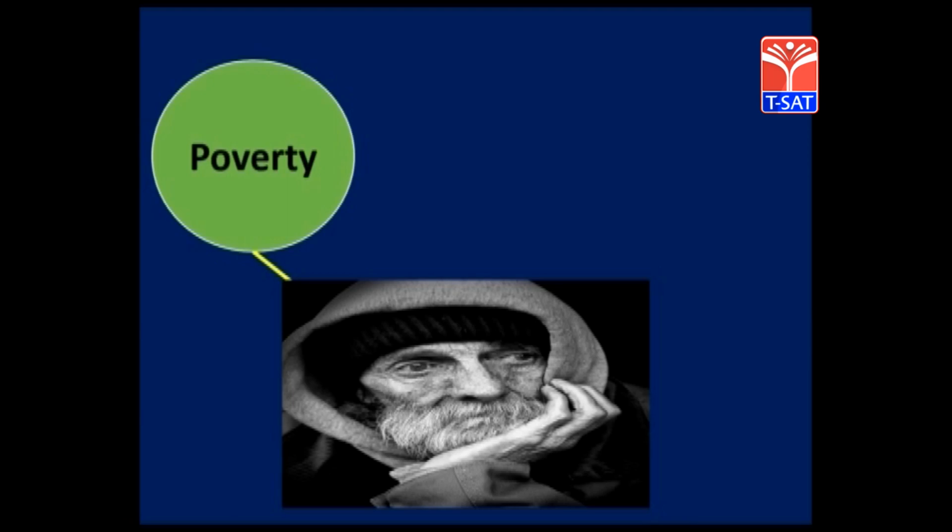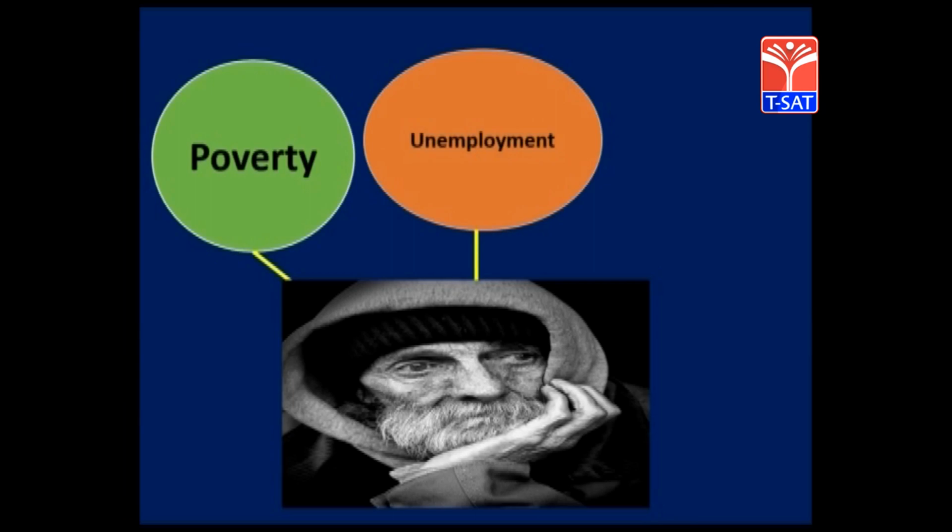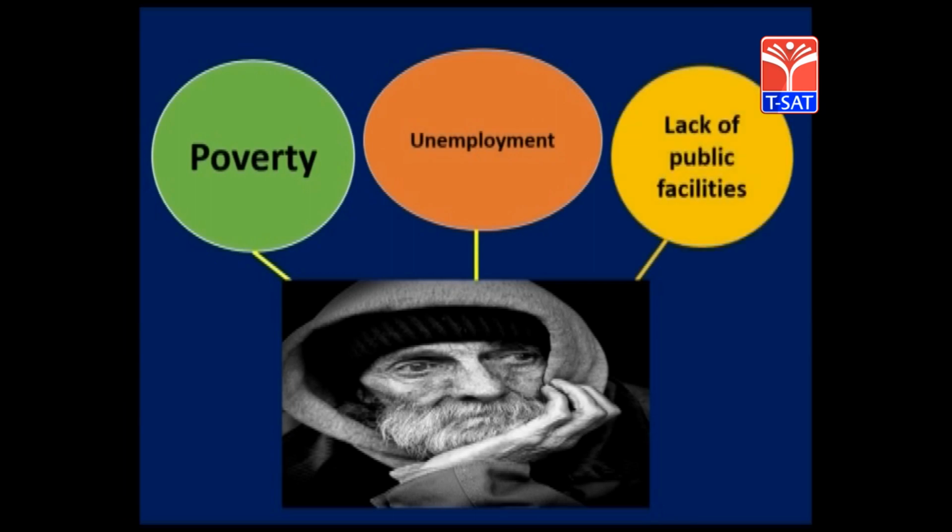Children, do you know what can be the reason for this? Why don't they have adequate incomes? The reason is that they are poor. Poverty is one of the reasons, the second reason is unemployment, and another reason is lack of public facilities. Most of the people are poor. They don't have money and they don't have proper facilities, there is no income in their hands, and so they cannot purchase the food items.